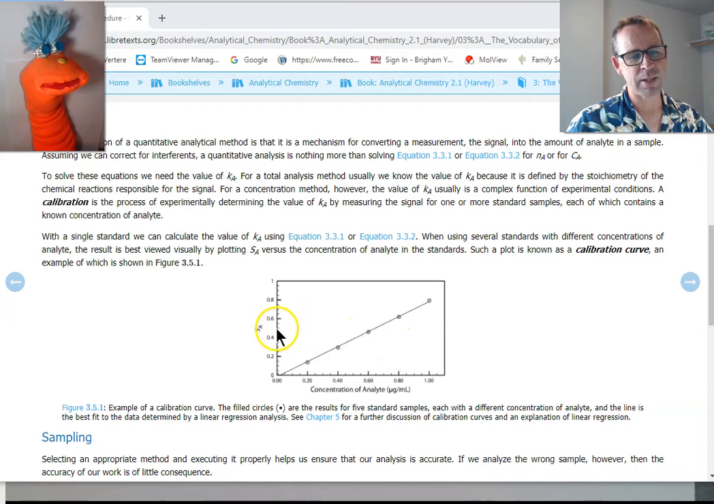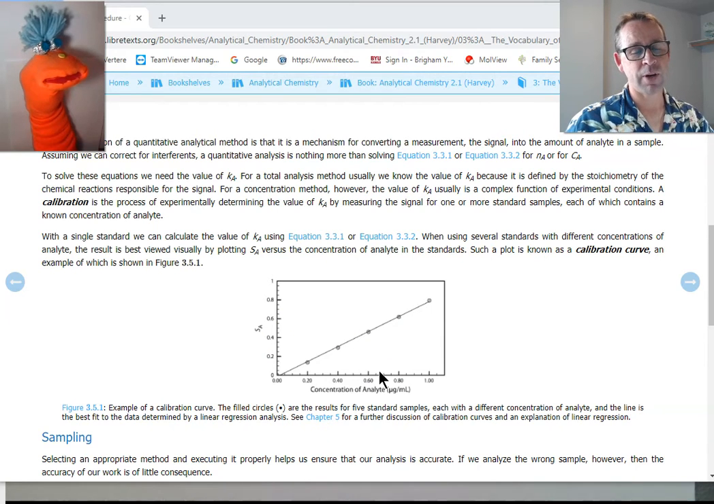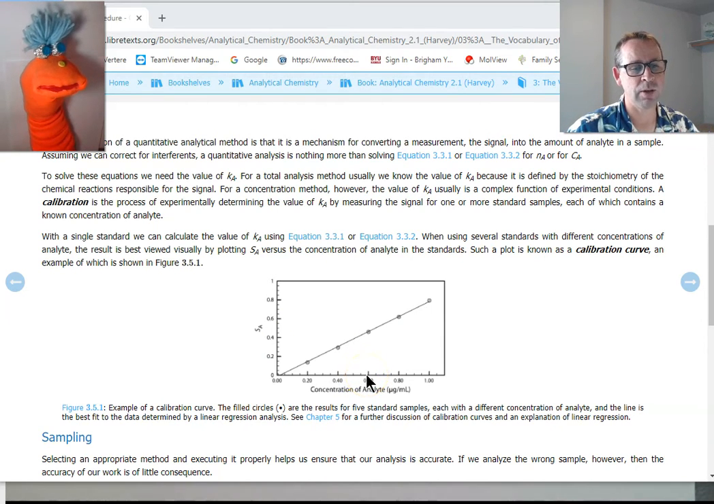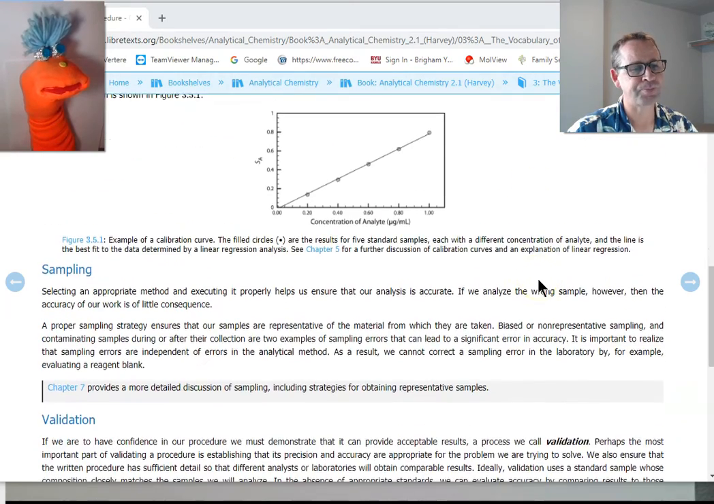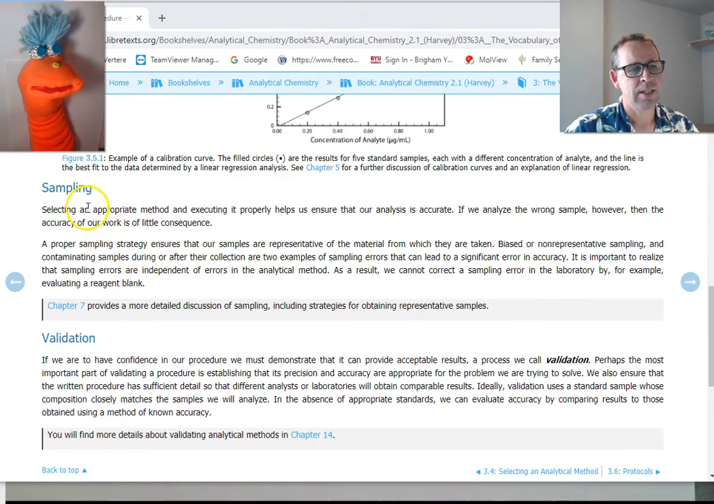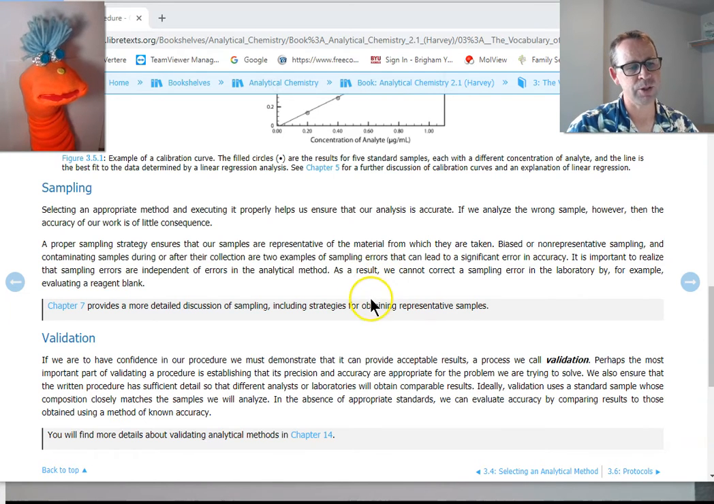If you ran this method for some unknown concentration and got a given response, you could use the equation of the line, y equals mx plus b, to identify what the concentration of the analyte was. Okay. Sampling becomes very important. There's proper strategies. You can't be biased or non-representative. For example, if you take a little bit of water from a lake, but you take it by the shore or by the source of the pollution, right? That won't give you a good representation of your sample.